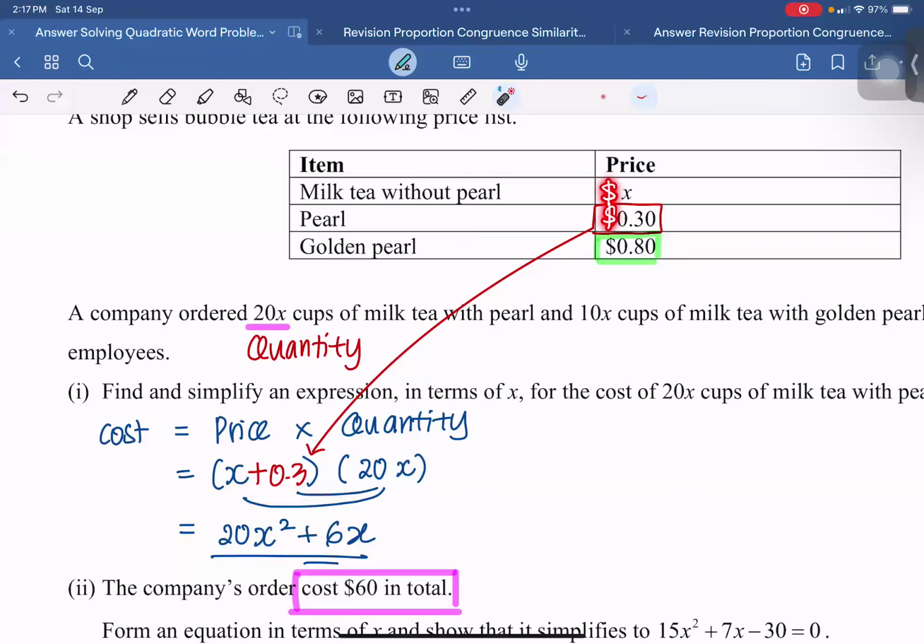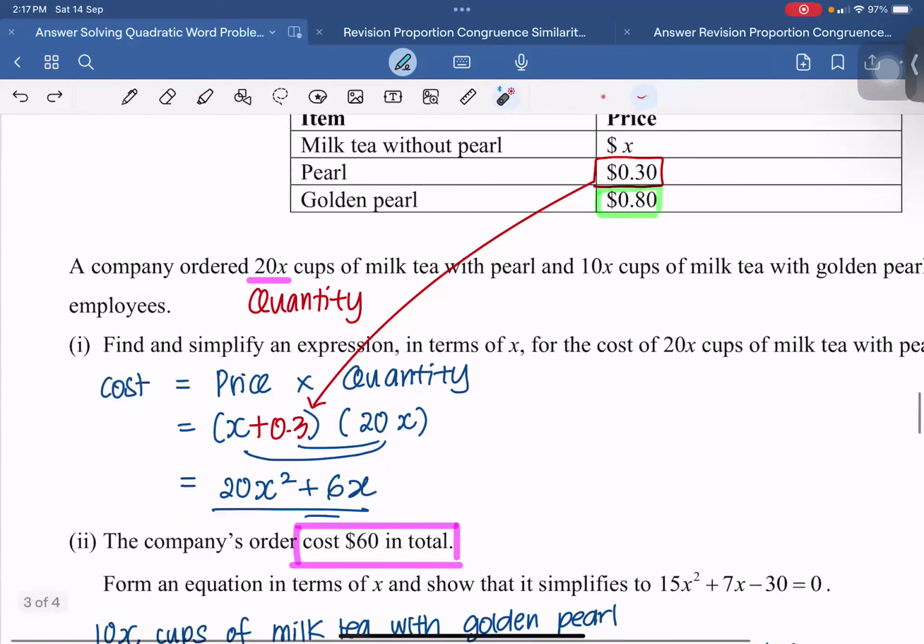All right, so this is the price. And there are 20x cups of milk tea. So it's 20 times x over here. So this is the first part, the expression for 20 cups of milk tea with pearl.